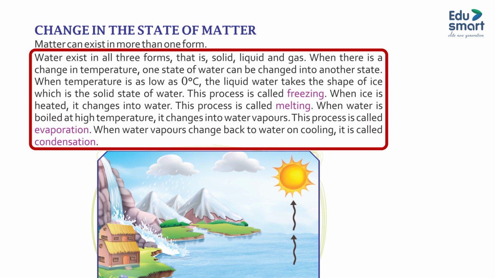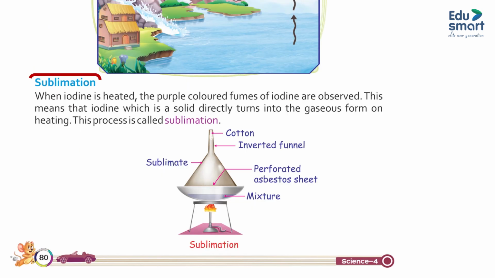When ice is heated, it changes into water. This process is called melting. When water is boiled at high temperature, it changes into water vapors. This process is called evaporation. When water vapors change back to water on cooling, it is called condensation.